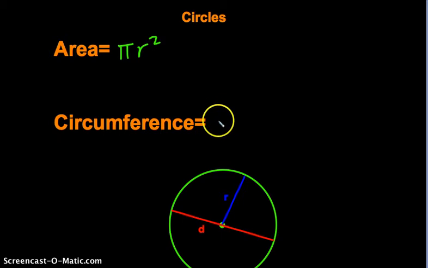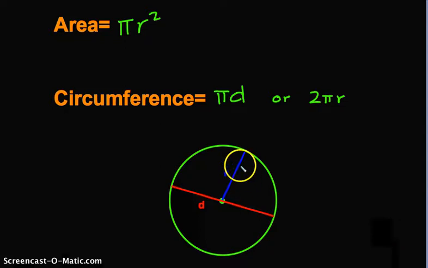Circumference can be written one of two ways. We can write it as pi times the diameter, or as 2 pi r. Reason being is we can either multiply pi times the diameter, or since the diameter is twice the radius, 2 pi r.